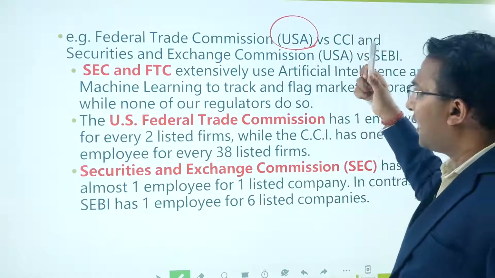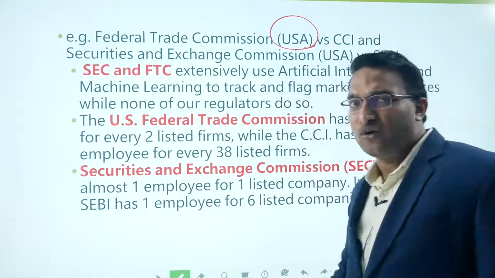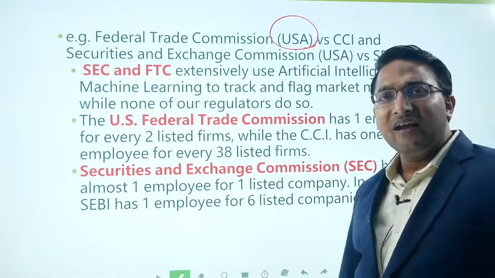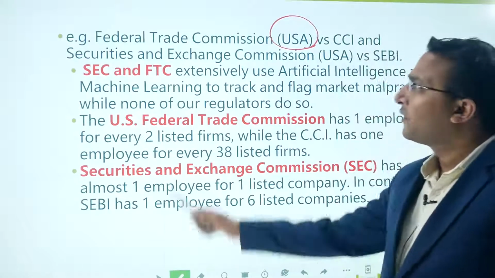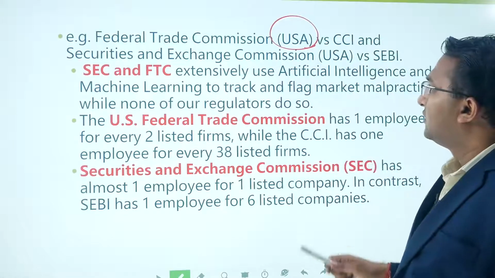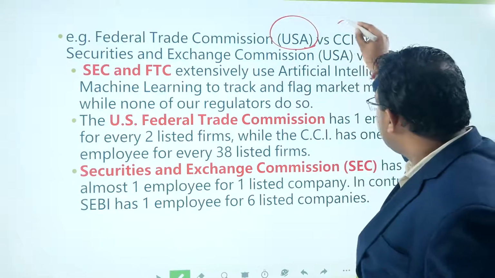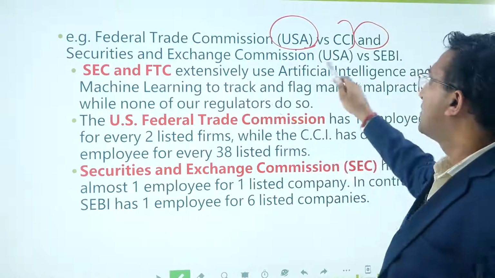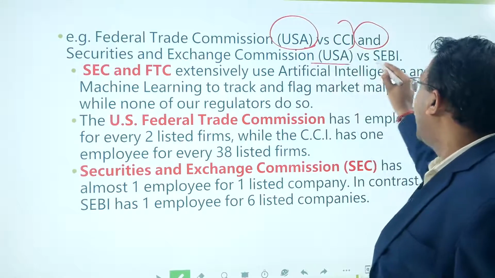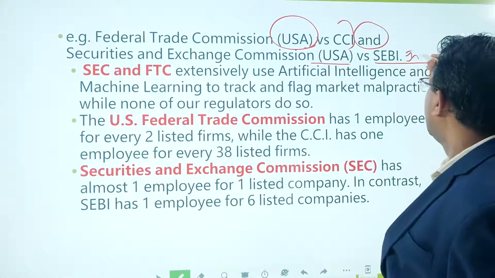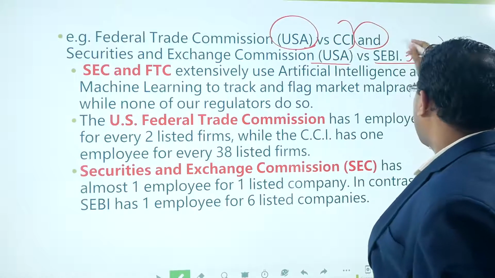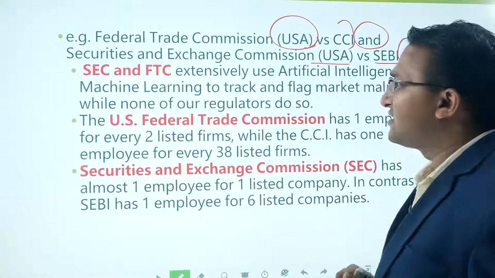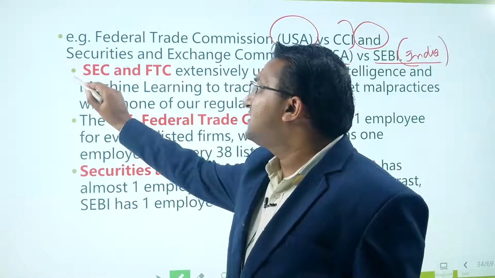So in India, the anti-competition behavior is regulated by the Competition Commission of India. In the USA, the anti-competition behavior is regulated by the Federal Trade Commission, right? So in the working of these two agencies, and another set of agencies is the Securities and Exchange Commission, SEC of USA, and SEBI of India, right? So these are the stock market regulator, capital market regulator. So if we compare the functioning of these two sets of agencies, let us see the SEC and FTC.